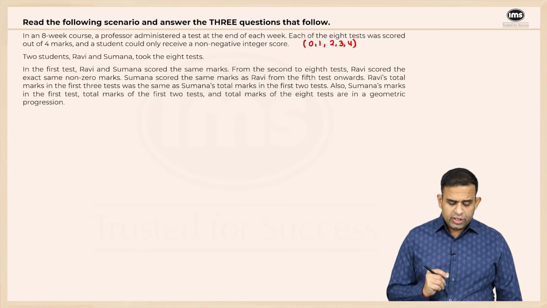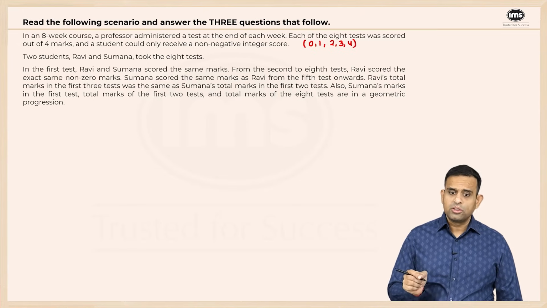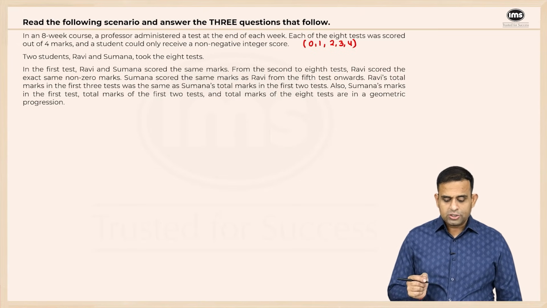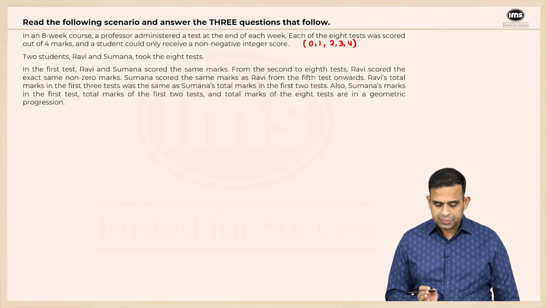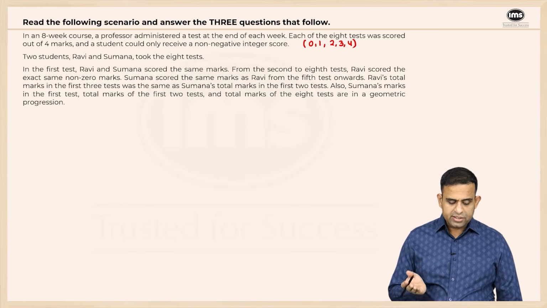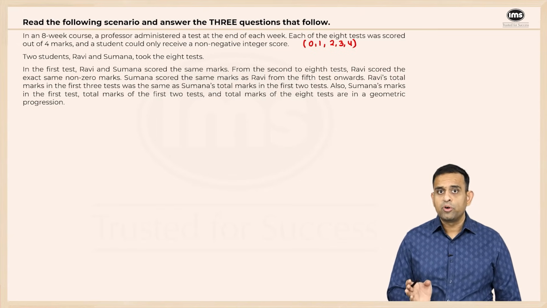And then they gave you, in the first test, Ravi and Sumana scored the same marks. From the second to the 8th test, Ravi scored exactly the same non-zero marks. Sumana scored the same marks as Ravi from the 5th test onwards. Ravi's total marks in the first 3 tests was the same as Sumana's total marks in the first 2 tests. Also, Sumana's marks in the first test, the total of the first 2 tests and the total marks of the 8 tests are in a geometric progression.